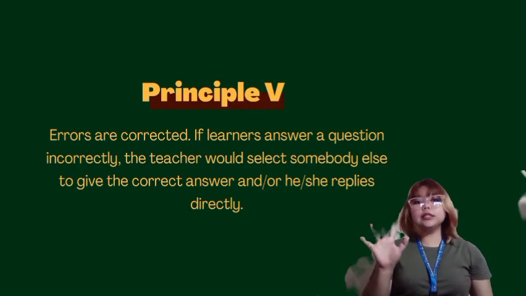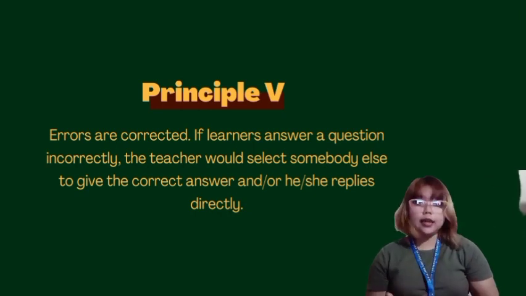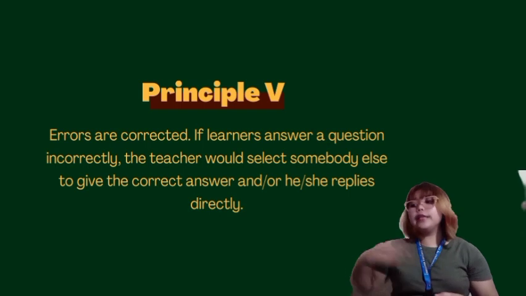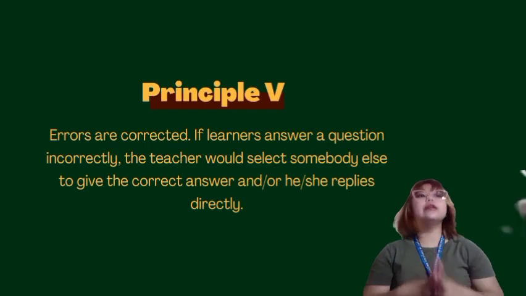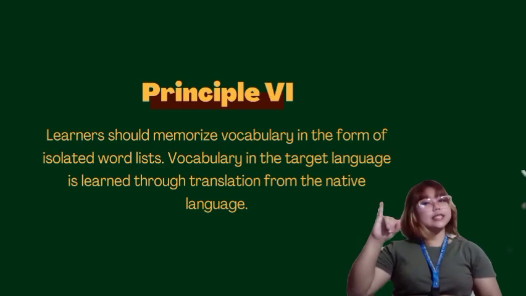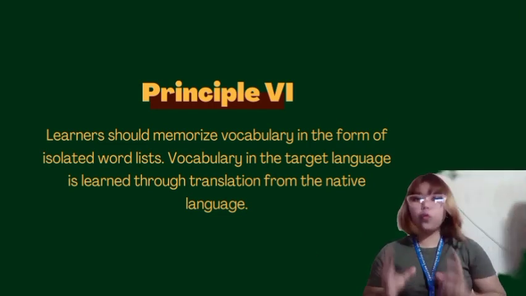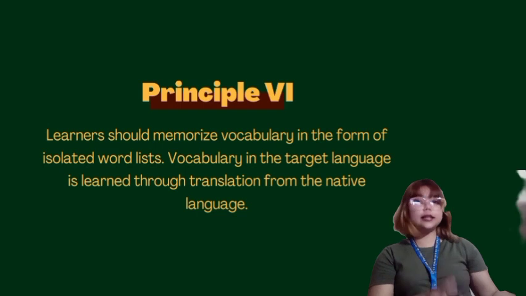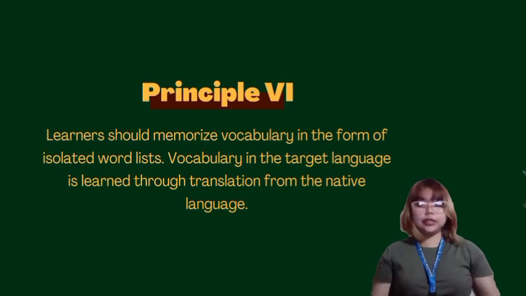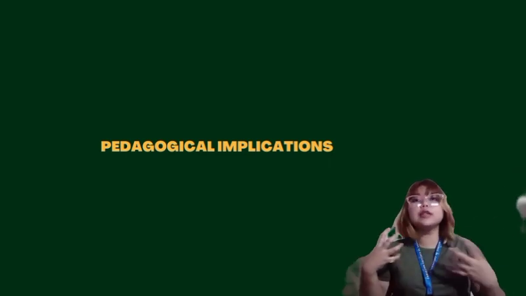Fifth principle is errors are corrected. If learners answer a question incorrectly, the teacher would select somebody else to give the correct answer, or the teacher would reply directly. Sixth, learners should memorize vocabulary in the form of isolated word lists. Vocabulary in the target language is learned through translation from the native language. Based on these principles outlined earlier, a variety of techniques have been developed to help learners translate, practice, and memorize the new language.